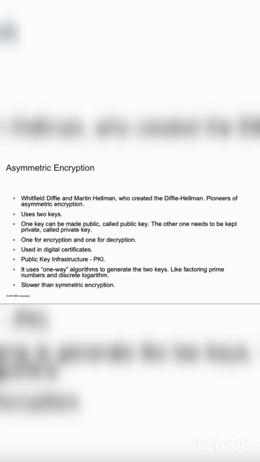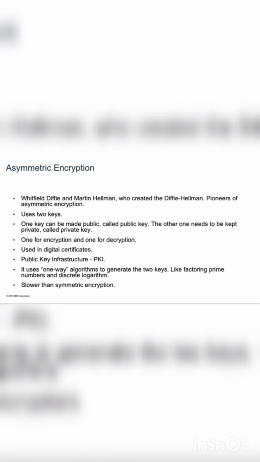Asymmetric encryption is used in digital certificates. It's used in public key infrastructures. It uses a one-way algorithm to generate the two keys. It's based on math, like factoring prime numbers and discrete logarithms. This is basically used for generating the two sets of keys.